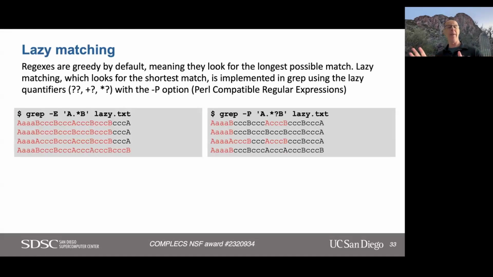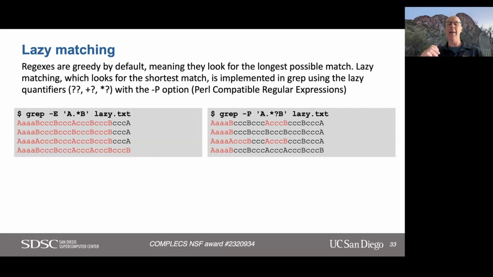Okay, I mentioned about 15 minutes ago that regular expressions are by default greedy, meaning that they look for the longest possible match. Lazy match, on the other hand, looks for the shortest possible match, and it's implemented in grep using the lazy quantifiers, question mark, plus question mark, star question mark, with the -P option, which means Perl-compatible regular expression. If we look on the left, at A.*B in lazy.txt, we see we get these very long matches extending from the first capital A through the last capital B in that string.